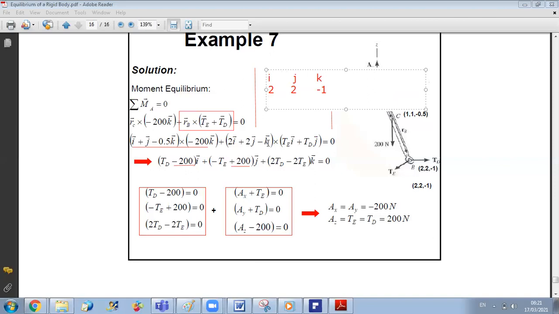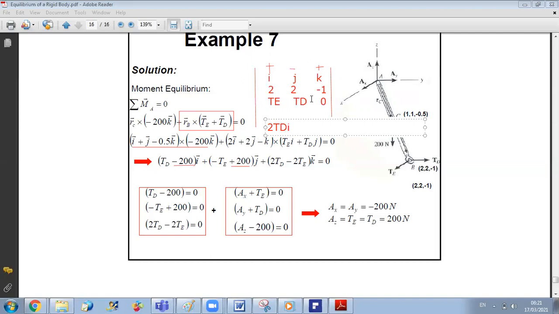And for the third one, it's TE and TD and 0. Okay, so if I do this, I have here plus, minus, plus. So this vectorial expansion will give me along I first, 2 times 0 minus minus TD, so plus 2 TD. So along I I have 2 TD.